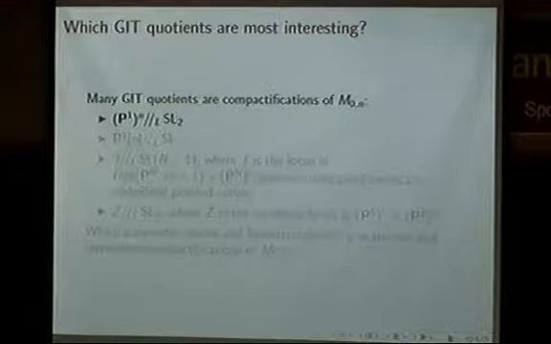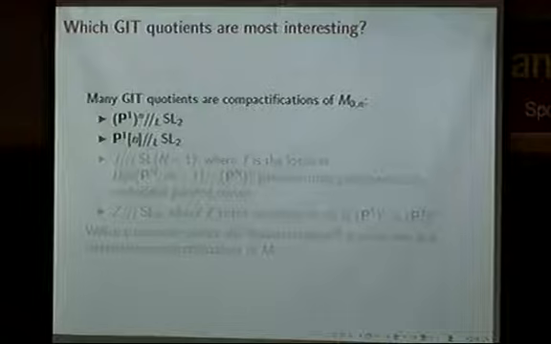Okay, so over the past several decades, many people have considered GIT quotients, which are compactifications of M0n. Probably the first and best known is points on a line. You can take P1 to the n, mod by SL2, and of course you have a choice of linearization. But that's not the only parameter space you can start with. You could also, for instance, start with the Fulton-McPherson space, P1 brackets n, and that's been studied, for instance, by Kiem and Moon, who are in the room today.